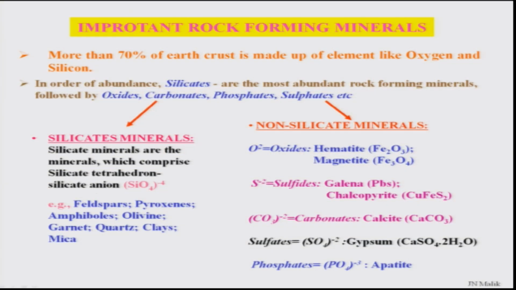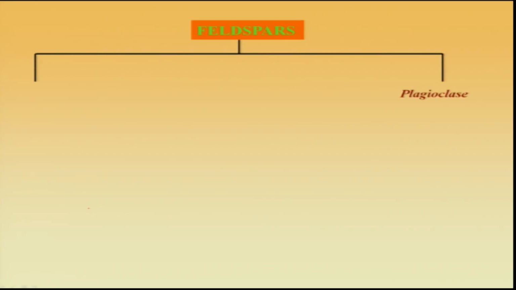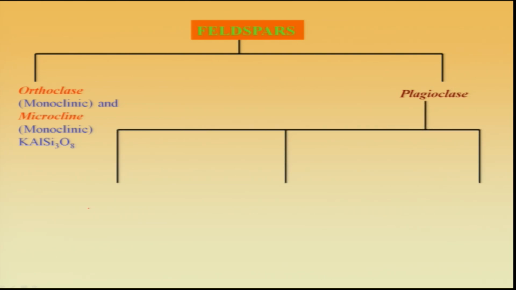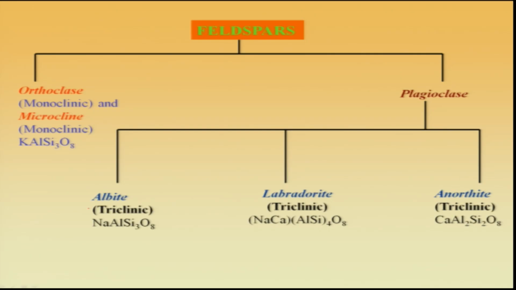Now, coming to the feldspar particularly, this is the form of the silicate minerals. We have different types of feldspar, and mostly what we have is the plagioclase feldspar and the orthoclase feldspar, which is mainly the potash feldspar. Plagioclase feldspars are further divided into three, starting from sodium right up to the calcium. So, we have the albite, labradorite and anorthite.